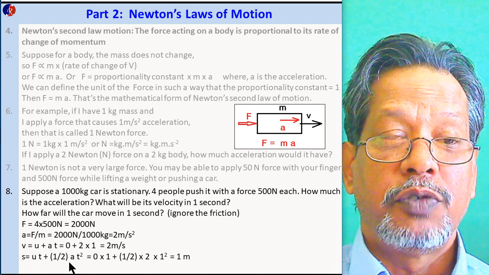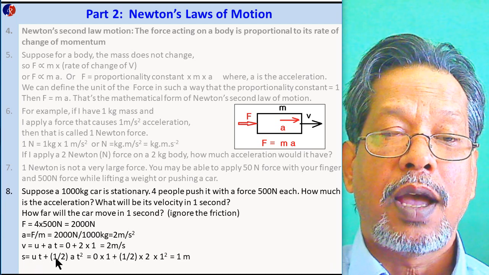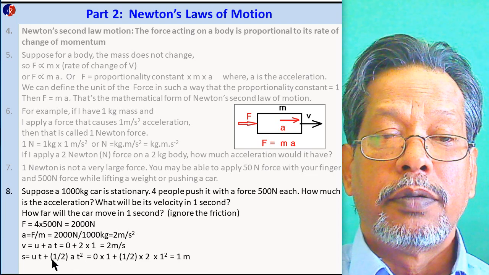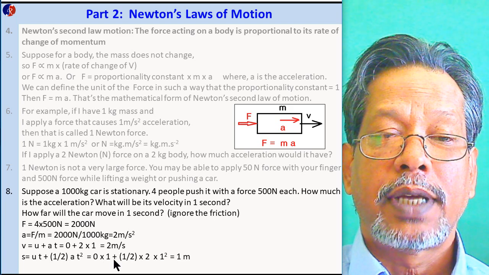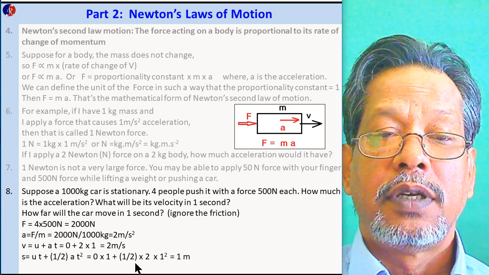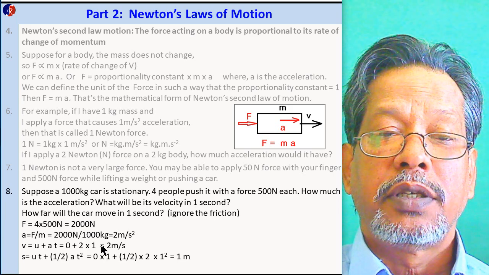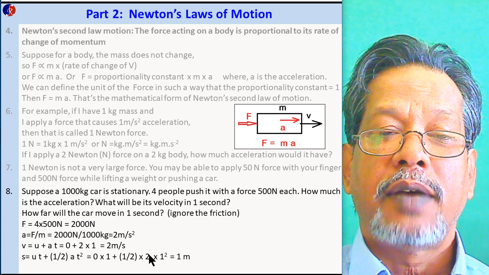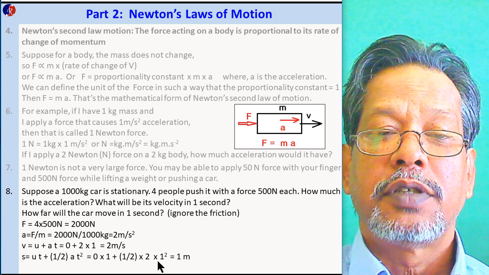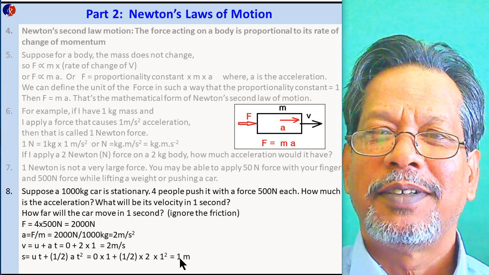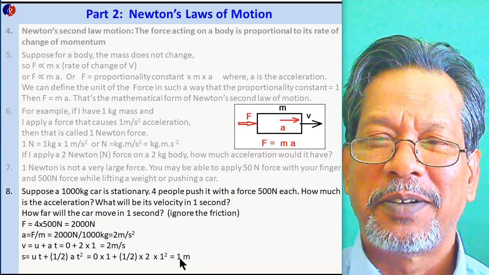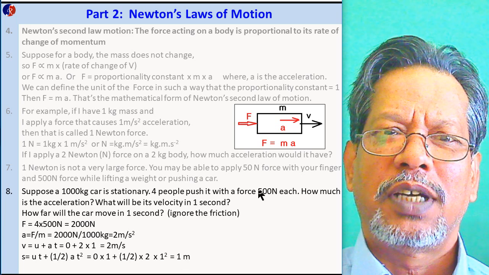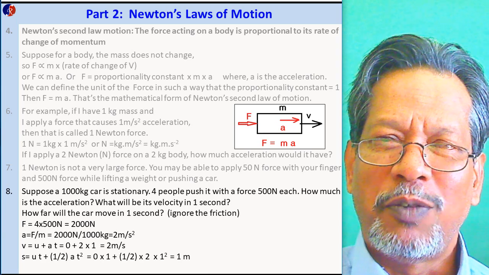It was 0. Use this formula, ut plus half a t squared. So initial velocity was 0 times 1 second plus 1/2 times acceleration, which is 2, times 1 squared. So half and this 2 cancel out. This is 0, 1 meter. In 1 second, it will travel 1 meter. They'll be so happy that they could understand, oh, 4 people will push a car with that much, in 1 second it will travel 1 meter.